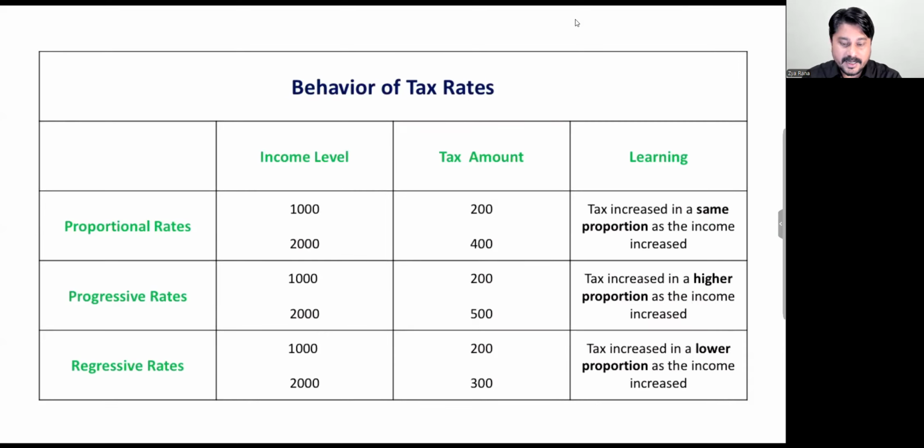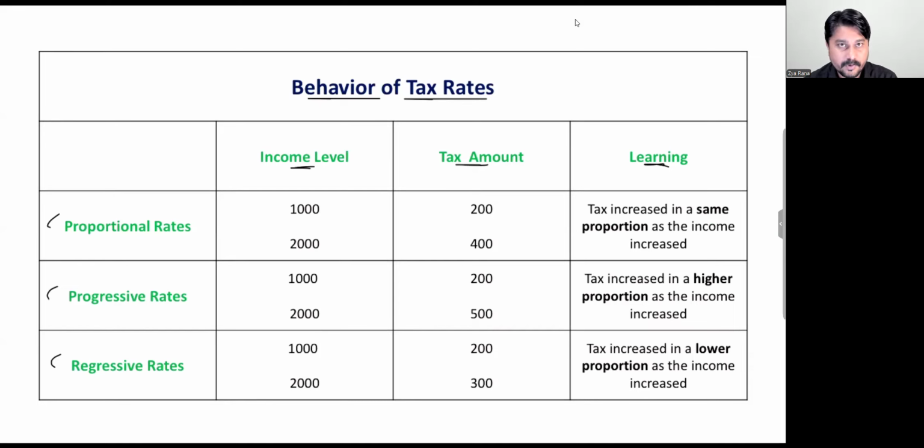There are 3 types of tax rates. For example, over here we shall be concluding a learning about the behavior of tax rates. We have the heading of income level, tax amount, and the learning. There are 3 types of tax rates. Behavior of tax rates are proportional rates, progressive tax rates, and regressive tax rates.